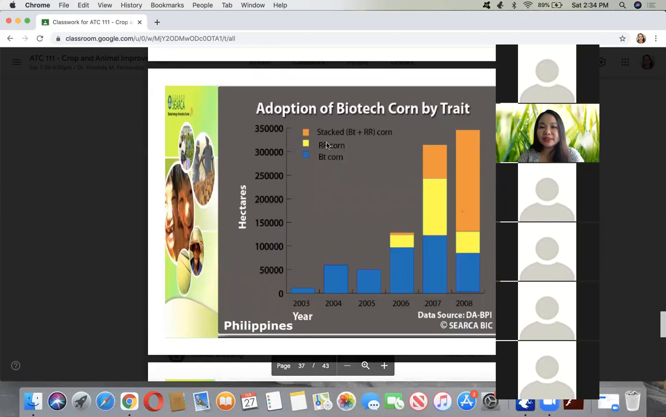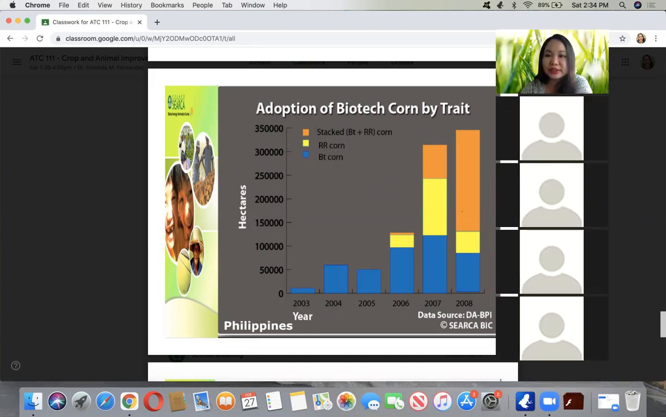So by trait, we have here BT and RR corn, Roundup Ready. So this is the herbicide resistant corn, and the BT corn, or insect resistant.